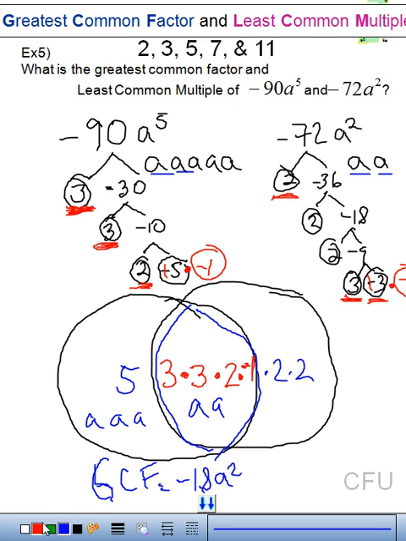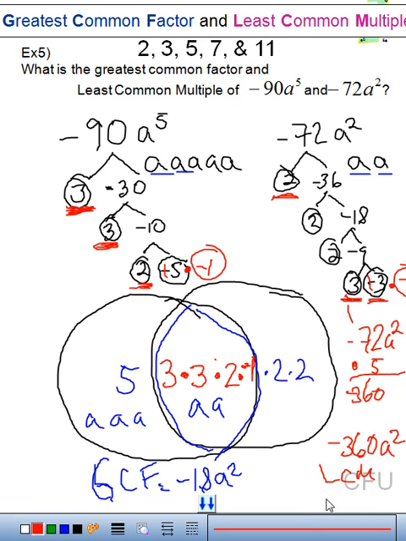Now, LCM. All we have to do is multiply 5 times what? -72a to the 2nd, I'm sorry, times 5. So therefore, that is 10. We got 1, 35, that's 36, and it's a negative. So this is -360a to the 2nd, and that's my LCM. Hands up if the process is already sinking in. Yes? Okay.